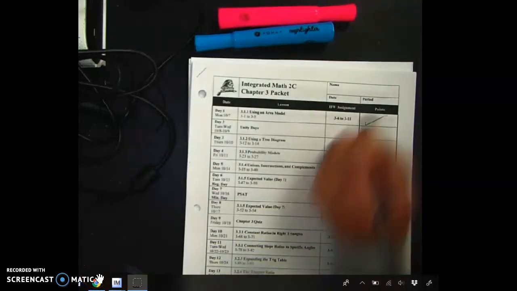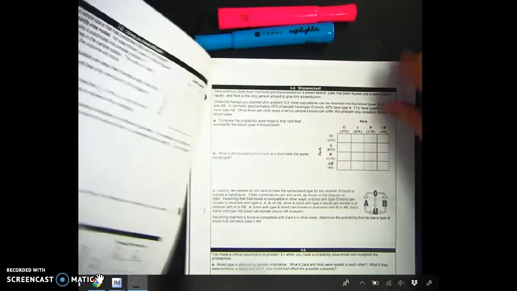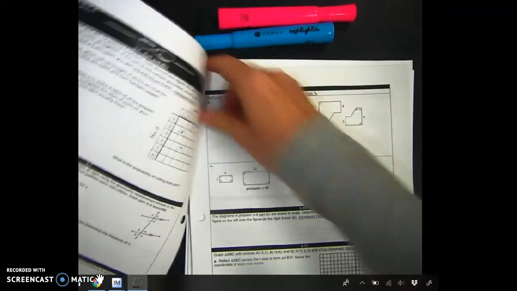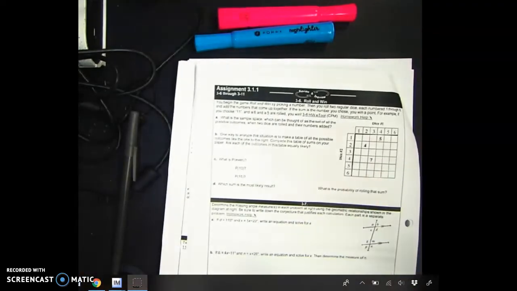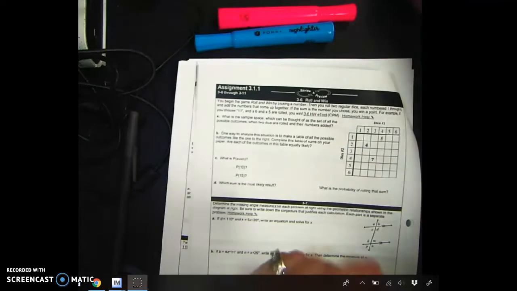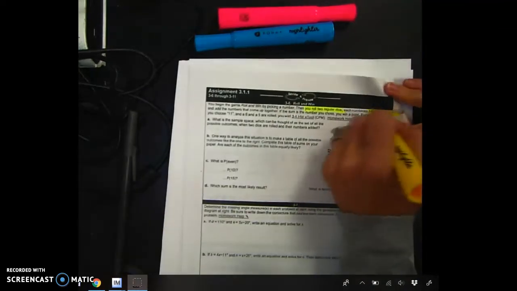So we're going to be doing 3.1.1 homework. So let's get to that. Okay. All right. So it's saying that you roll 2 regular dice, each numbered 1 through 6.